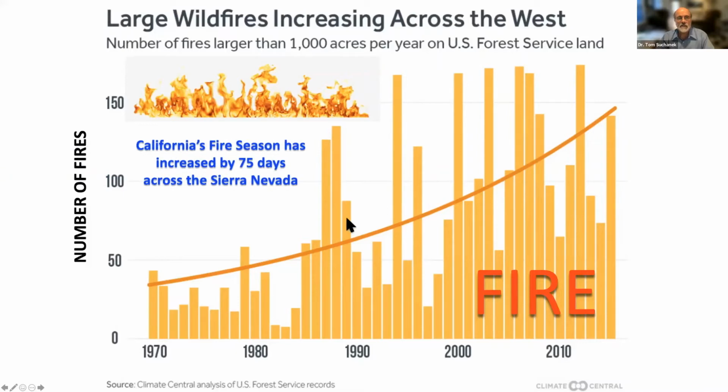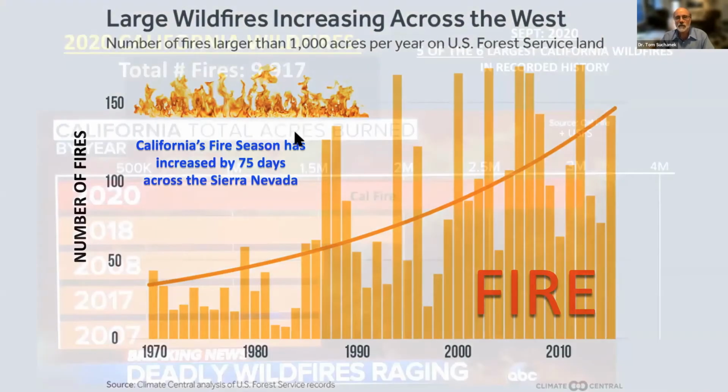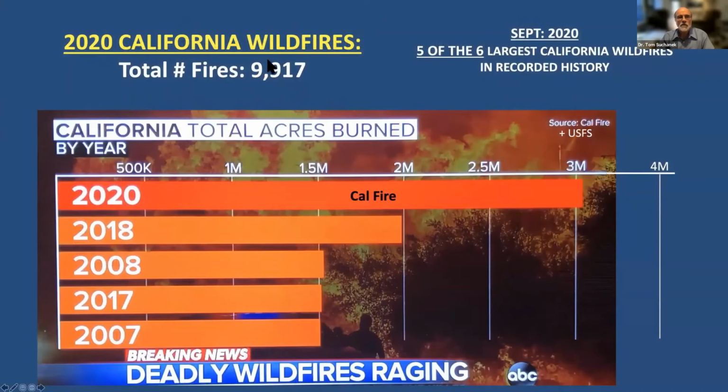Besides that, California's fire season has increased by 75 days across the Sierra Nevada. That's both earlier than the present and later than the present, or what was the present. And who knows, one day we may have the entire year being a California fire season. So we need to be careful about what we're doing. Let's take a look at those fires.